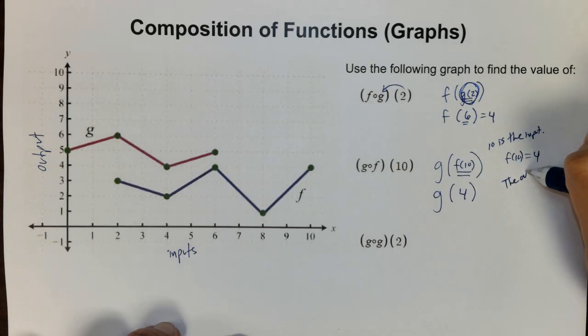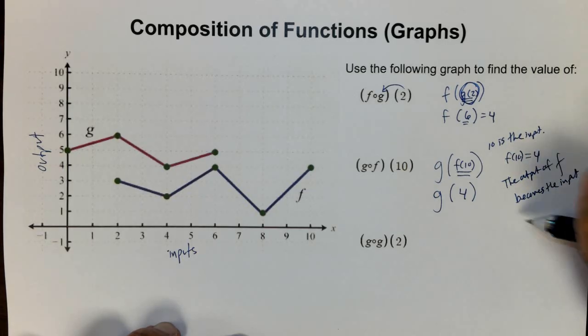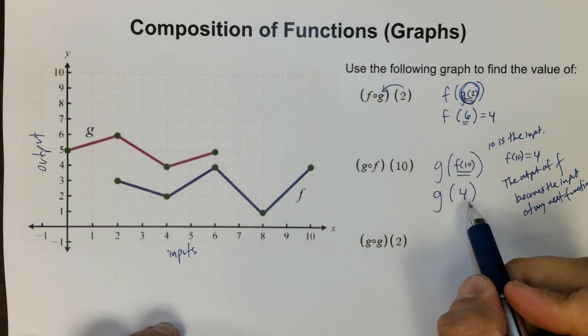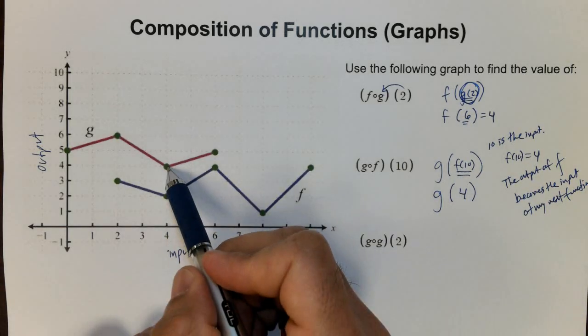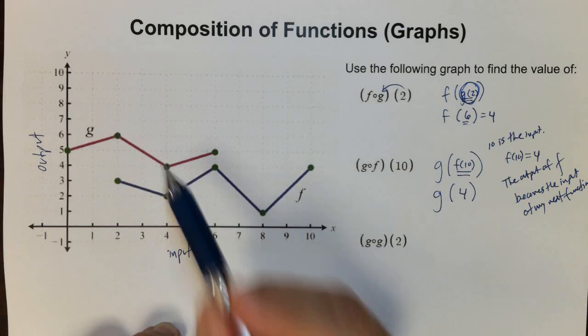So the output of f becomes the input of my next function, and in this case, it's going to be g. So now I want to figure out what is the value of g at 4. I go to 4, and g is up here at 4.